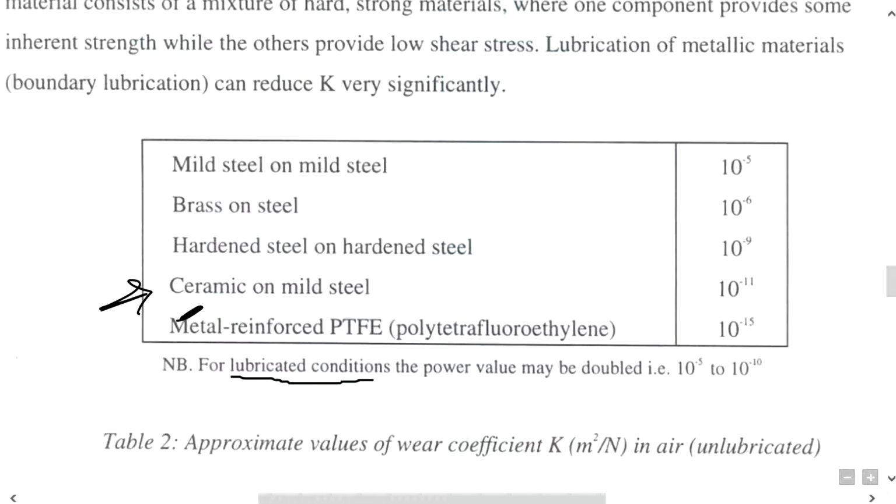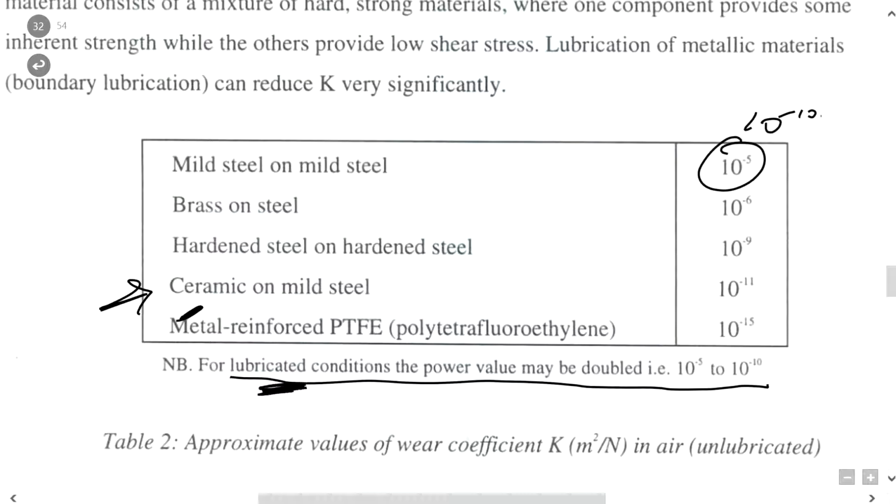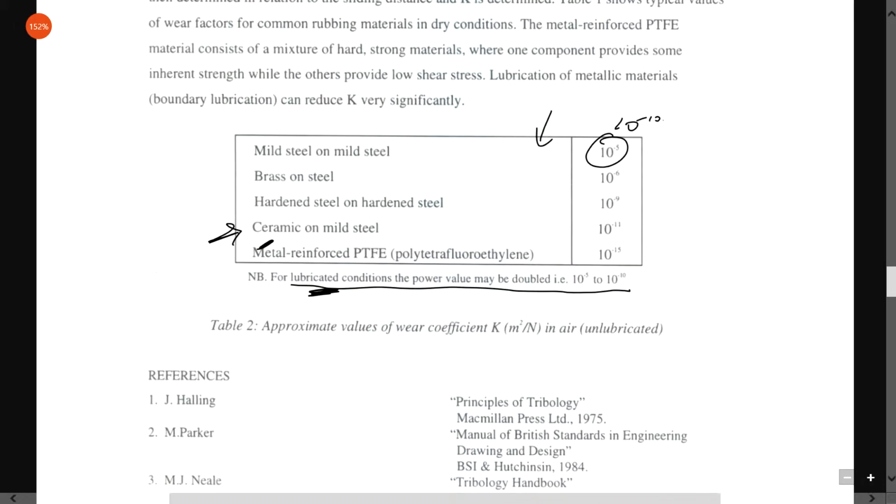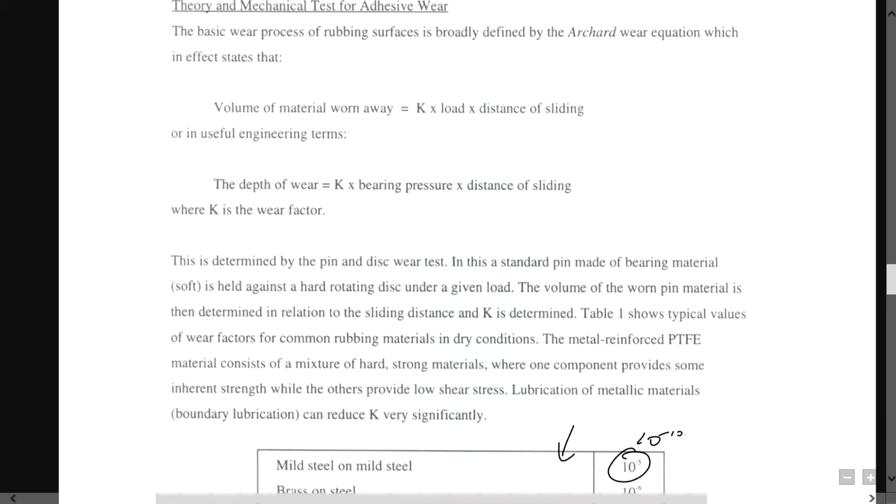For lubricated conditions, the value may be lower, from 10 minus 5 to 10 minus 10. So if this is 10 minus 5, it will change to 10 minus 10. If you have lubrication, the K value decreases. So I think this is the meaning of that.